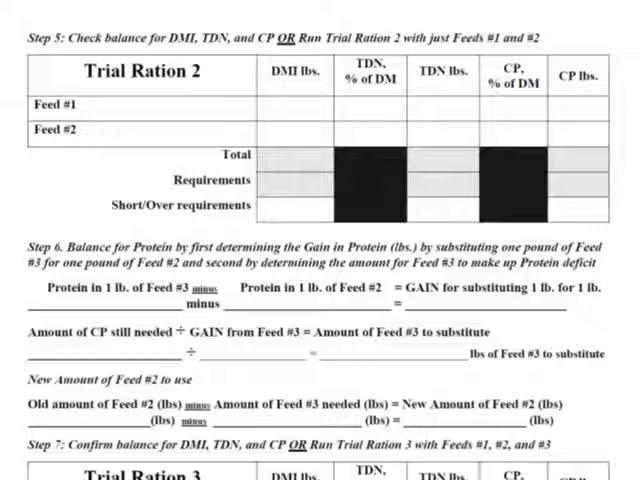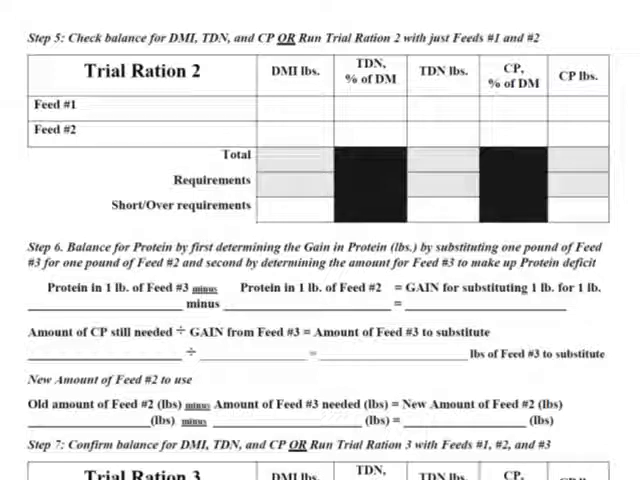Step 6, balance for protein by first determining the gain in protein in pounds by substituting 1 pound of feed 3 for 1 pound of feed 2, and second by determining the amount of feed 3 to make up the protein deficit. So we're looking at how much protein is in 1 pound of feed 3, and we're going to subtract the amount of protein in feed 2. So in our example, each pound of soybean meal has a half pound there, so we're putting 0.05 pound of protein in our corn, our feed 2, 1/10.